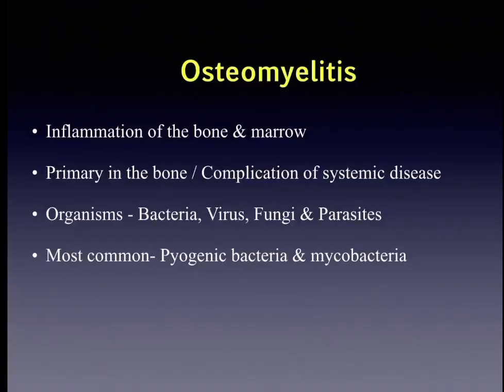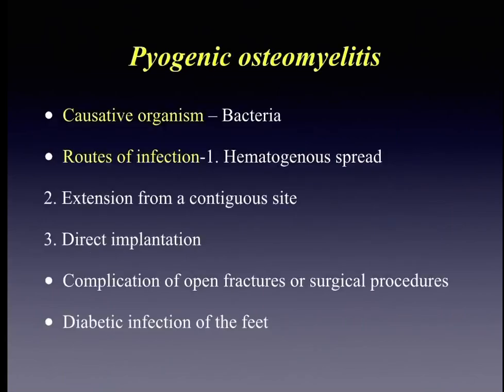Coming to osteomyelitis, it denotes inflammation of the marrow and bone, virtually always secondary to infection. So it can occur primarily in bone, or it can be a complication of any systemic infection. All types of organisms, including bacteria, viruses, parasites, and fungi, can produce osteomyelitis, but infections caused by certain pyogenic bacteria and mycobacteria are the most common form of osteomyelitis. Pyogenic osteomyelitis is almost always caused by bacterial infections.